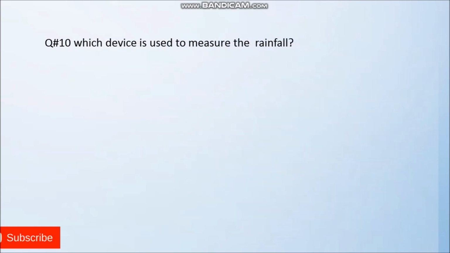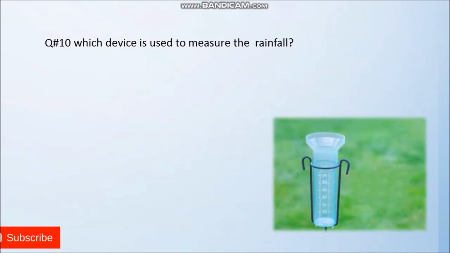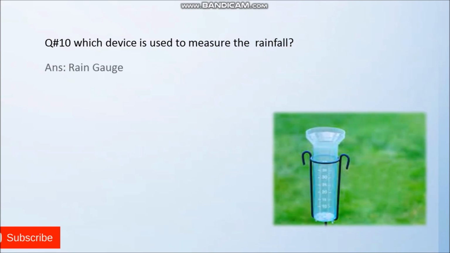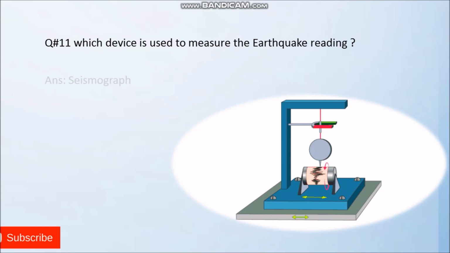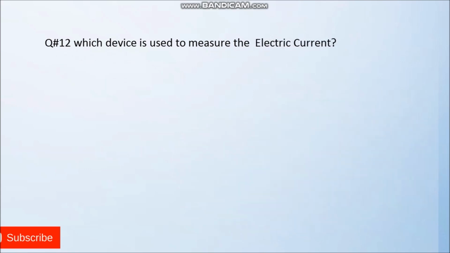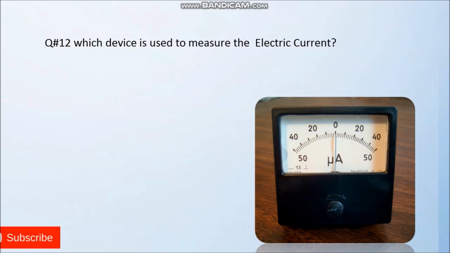Question number 10, which device is used to measure the rainfall? Answer is rain gauge. Question number 11, which device is used to measure the earthquake reading? Answer is seismograph. Question number 12, which device is used to measure the electric current? Answer is ammeter.